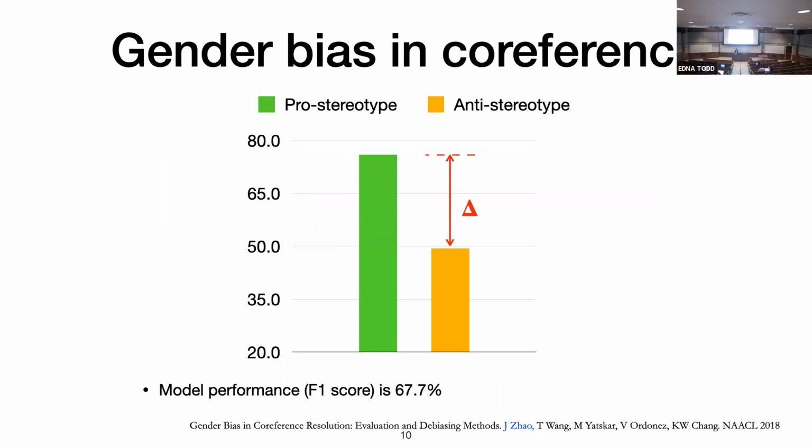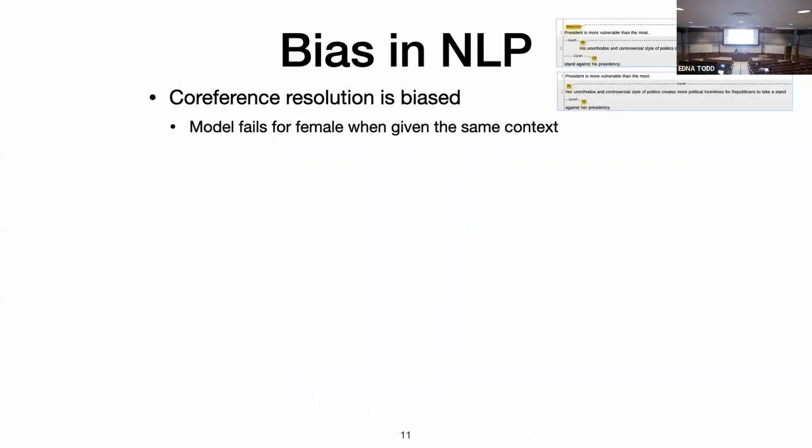We tested with different types of models. Here, I want to show the result on a deep neural network model from 2018. We show the performance on the pro-stereotypical set in green and the anti-stereotypical set in yellow. The model has pretty good performance on the benchmark data set, but we show there is a significant bias in our WinoBias data set. So here I show that there is bias in the coreference resolution task.